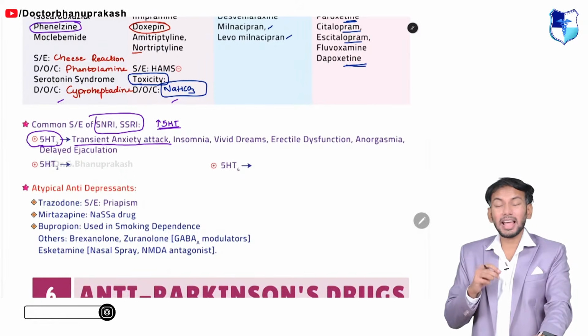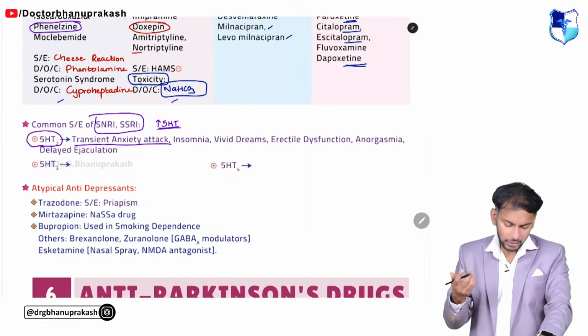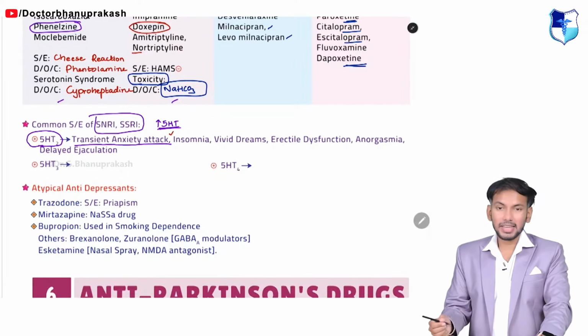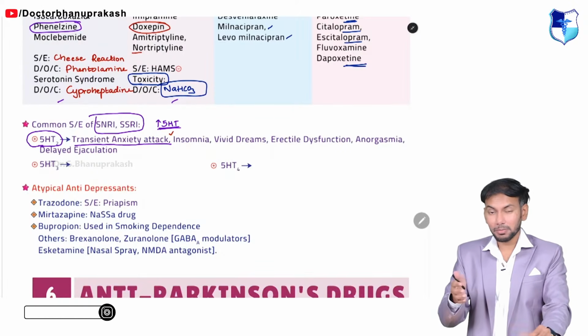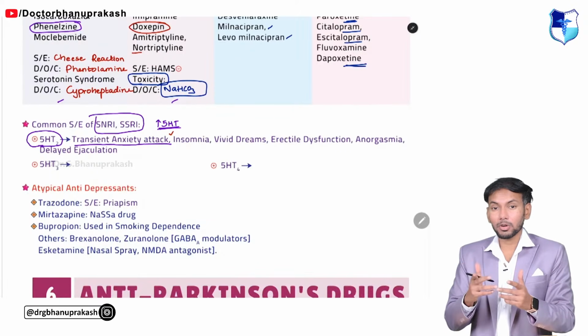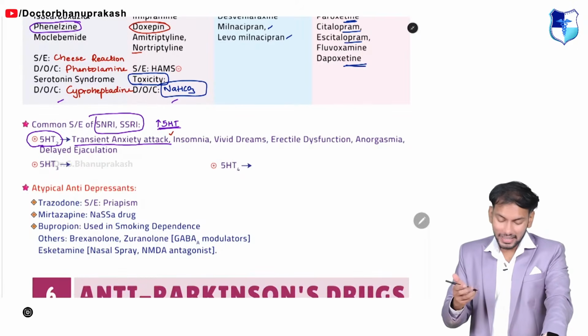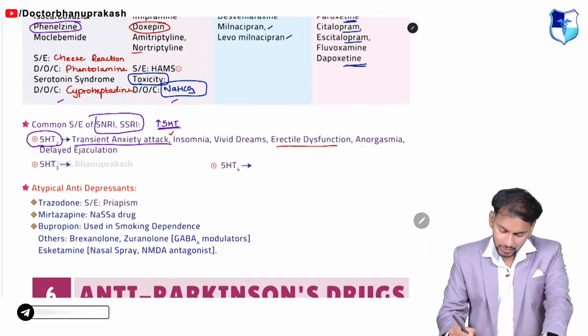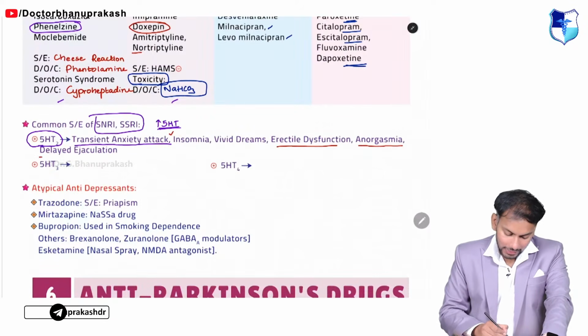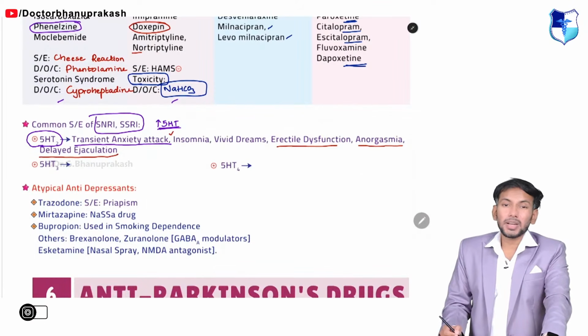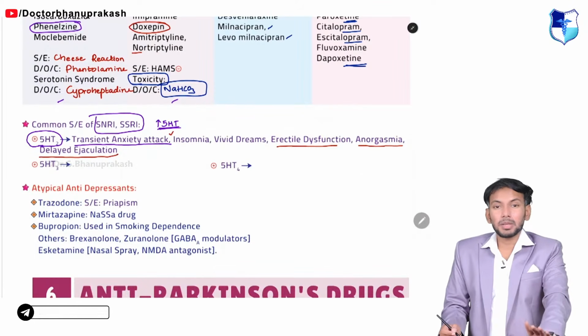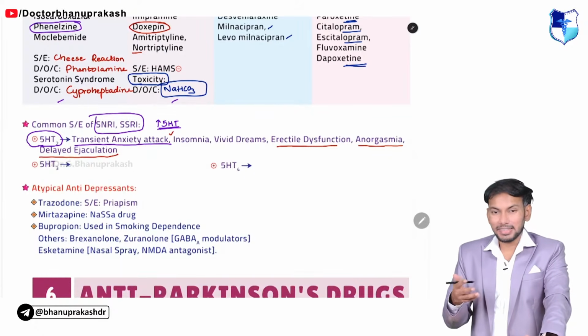Yes, when it acts on the 5-HT2 receptor in the brain, it will cause transient anxiety attack, insomnia and vivid dreams. Now, if it acts on the 5-HT2 receptor that is present on the spinal cord, it will cause problems with the erection. It will cause erectile dysfunction. It can cause anorgasmia and delayed ejaculation. That is why dapoxetine can be used in premature ejaculation, because it delays the ejaculation.